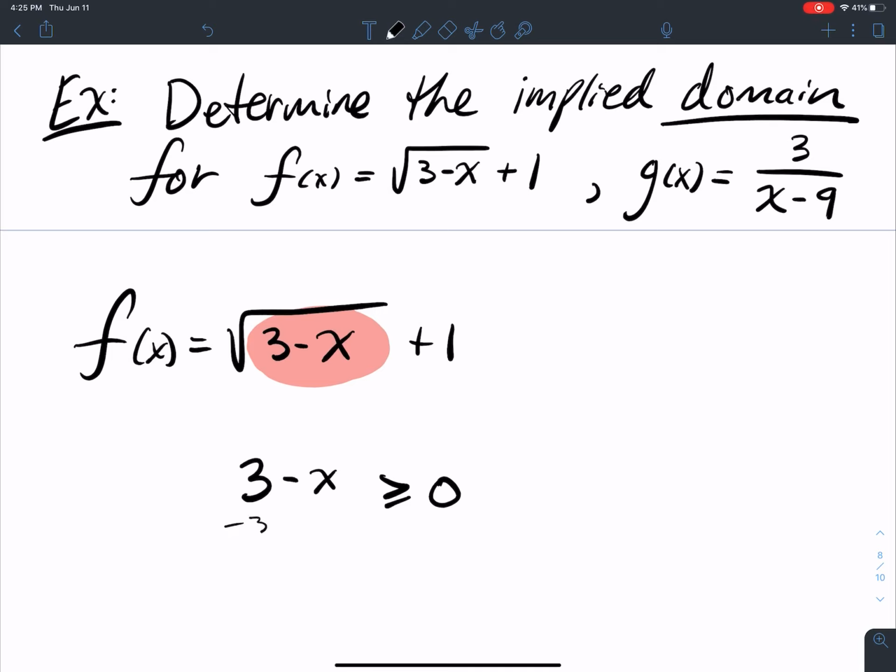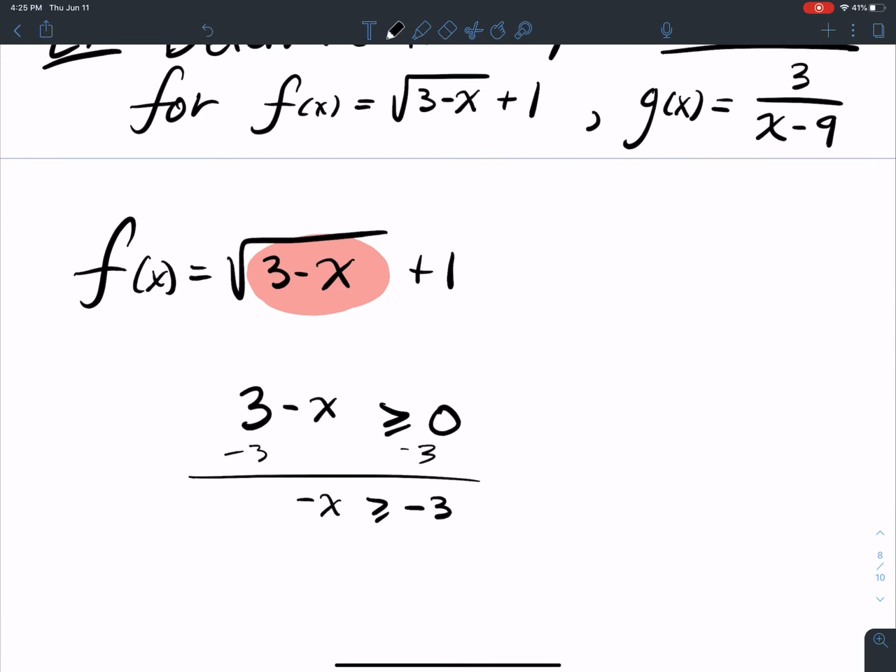Well, I'm going to subtract 3. I get minus x greater than or equal to negative 3. Divide by negative 1. But guess what? When I divide by a negative or multiply by a negative, the inequality turns around. And so I have x is less than or equal to 3.